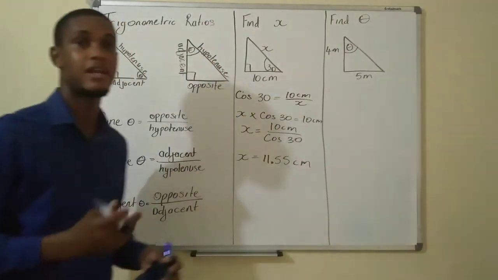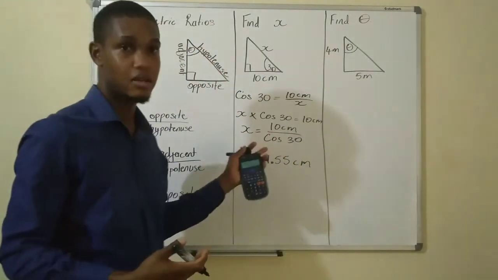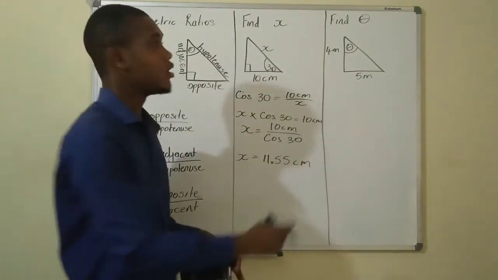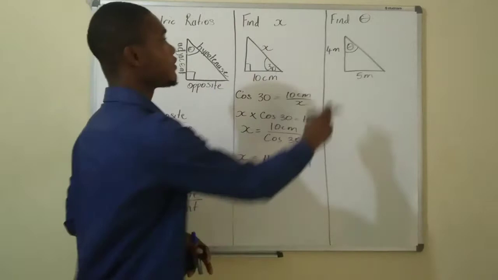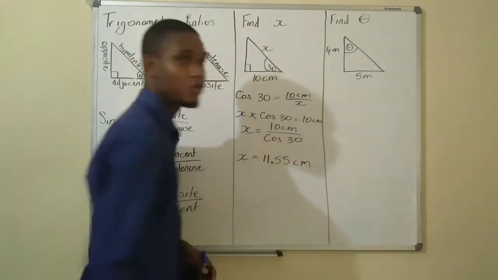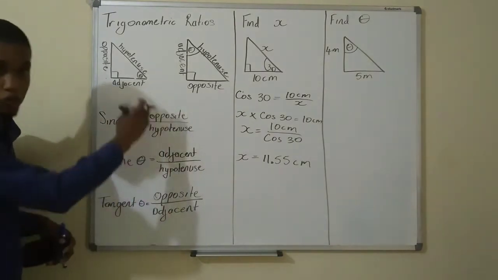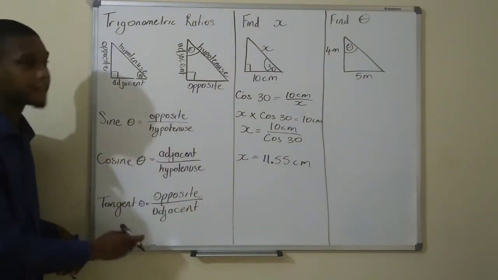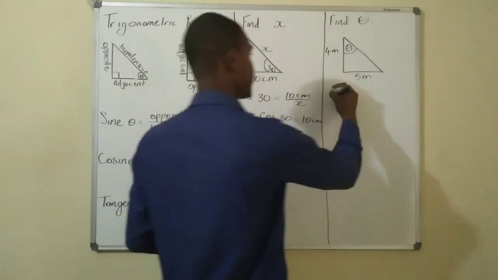Now, find theta. So now you're trying to find an angle, which is slightly different from when you want to find a side. This was finding a side, now we are finding an angle. Here you recognize that you don't have a value for the hypotenuse. So you'll just look over on this side. What does not include the hypotenuse? That's tangent. So you'll just write tan.